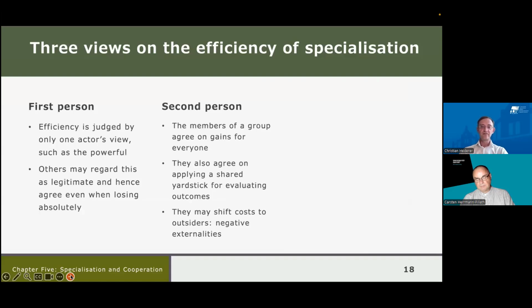An alternative is to adopt a second-person view, where a group agrees on gains for each member, as well as a shared standard of measuring efficiency. However, this view still implies that the group may ignore outcomes for non-members, generating negative externalities on those. For example, the citizens of the Greek polis agreed on a shared idea of communal prosperity, but they also relied on slave labor.